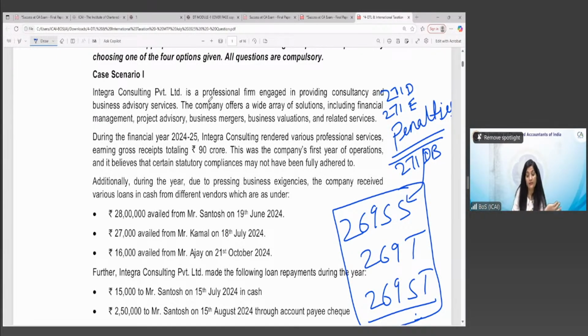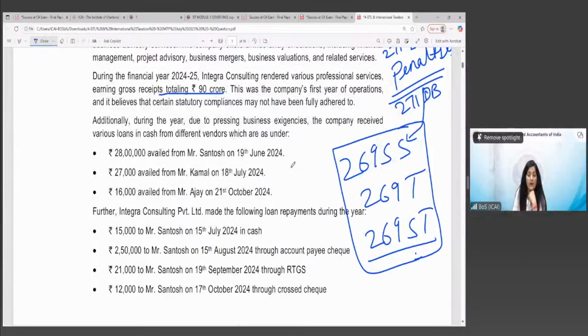Then during the financial year, what happened? It rendered various professional services earning gross receipts totaling 90 crore. Some figure is given, don't bother. अभी, हम questions देखेंगे. Then you think about whether this has some relevance. Then this was the company's first year of operation. It believes that certain statutory compliance may not have been fully adhered to. Okay. Then additionally, due to business exigencies, the company received various loans in cash.